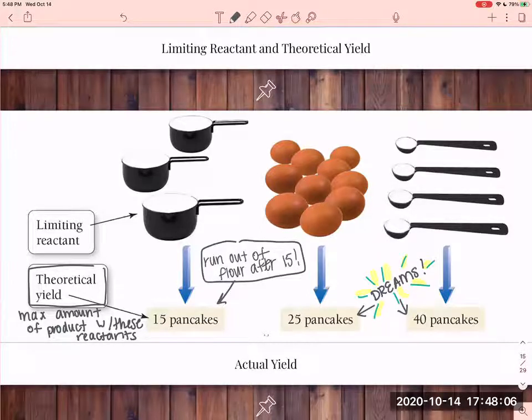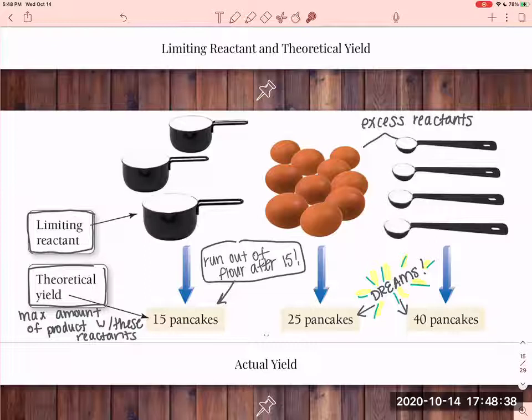So don't come to me and tell me, ooh, we can make 25 pancakes. Get out of here. We ain't got enough flour for that. So what does that make the flour? The flour is my limiting reactant because it limits how much I can make. These other reactants are called excess reactants because once I make my 15 pancakes, I'm going to have extra eggs left over, and I'm going to have extra baking powder left over. So they're excess. We have more than we need. Okay, that's what excess means.